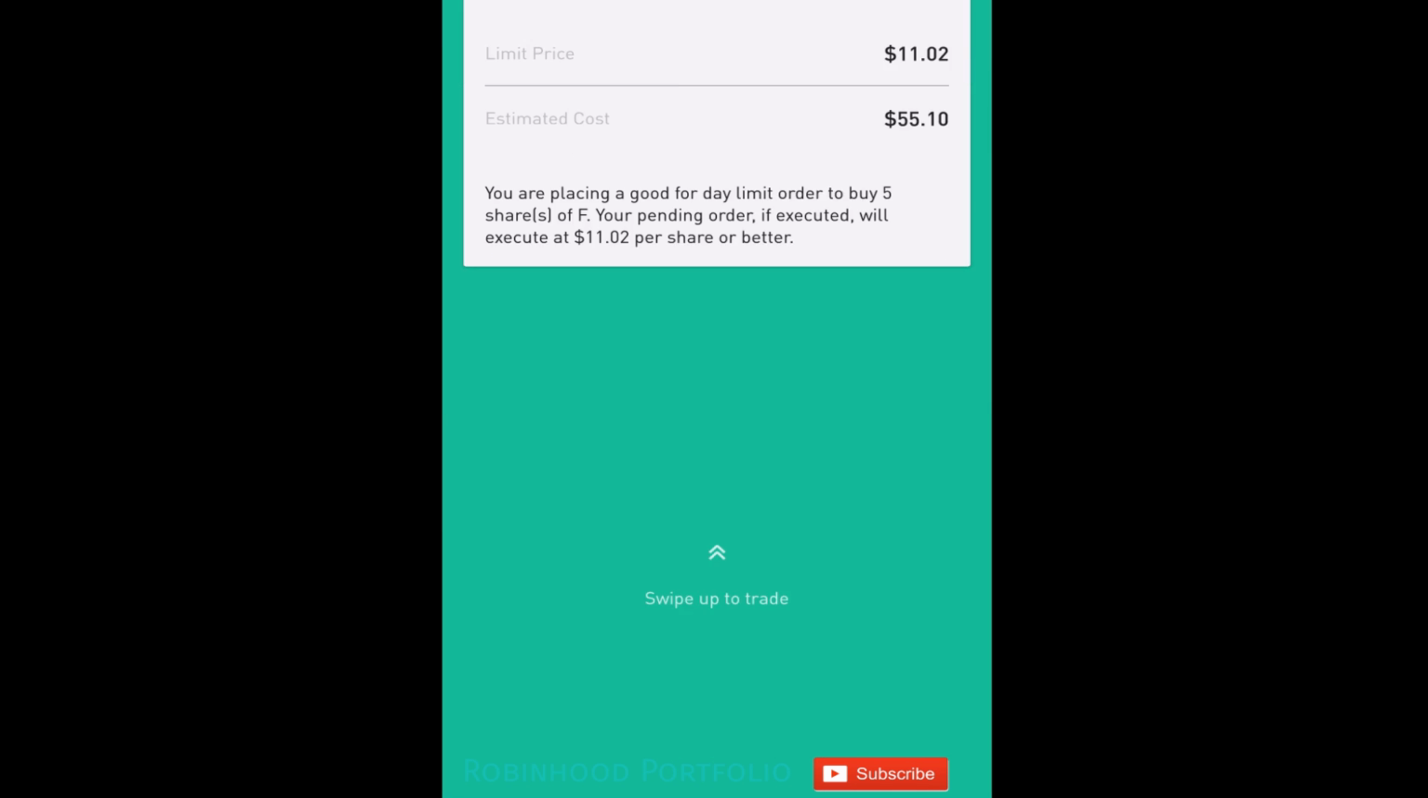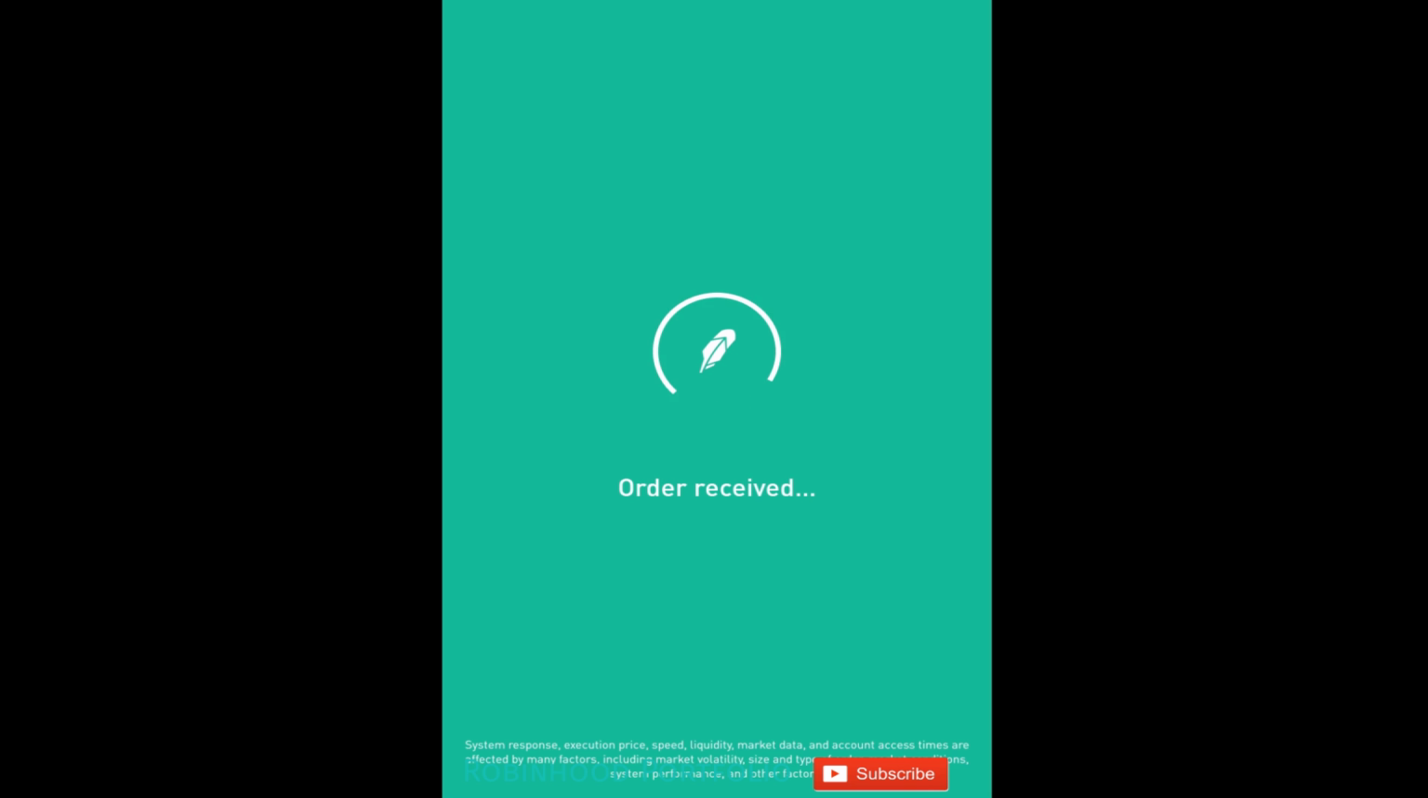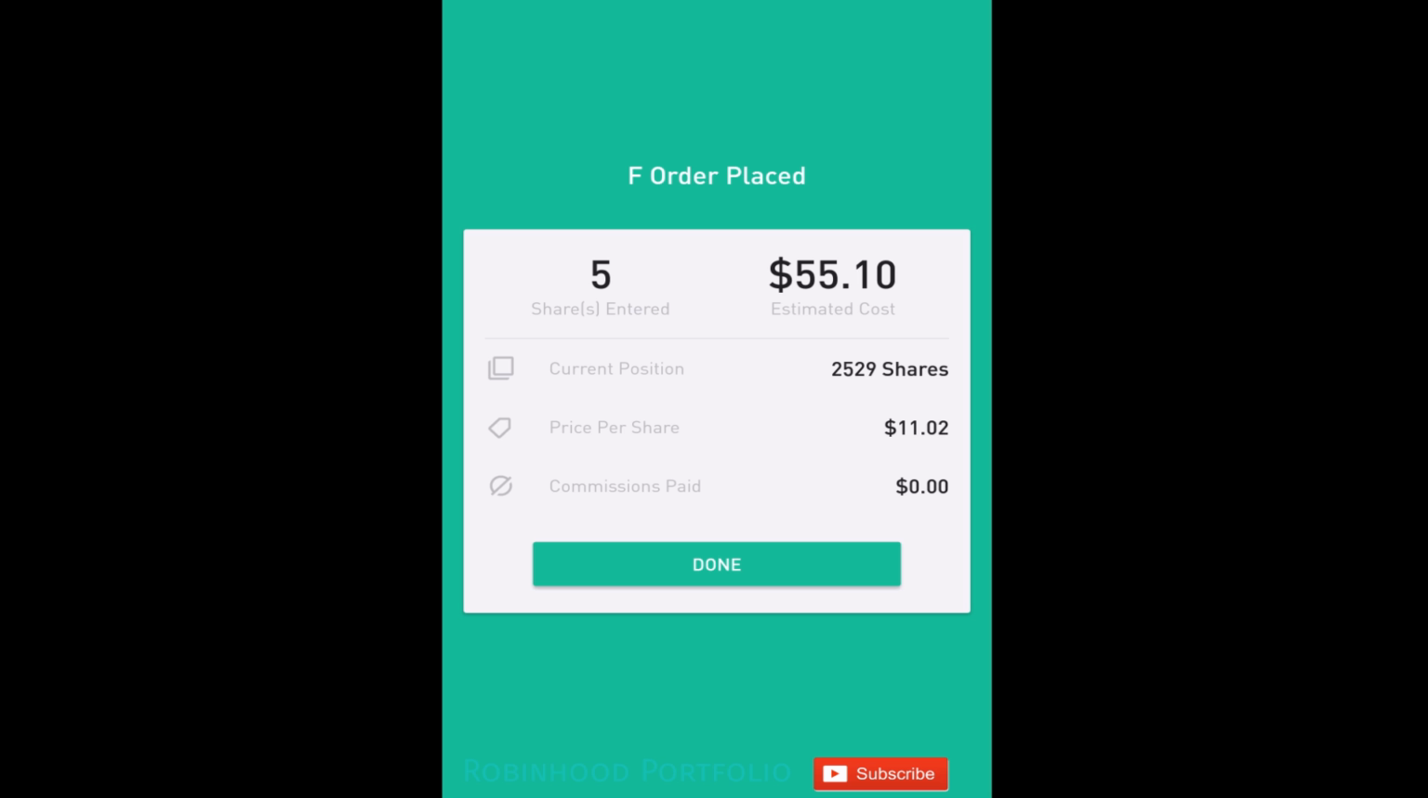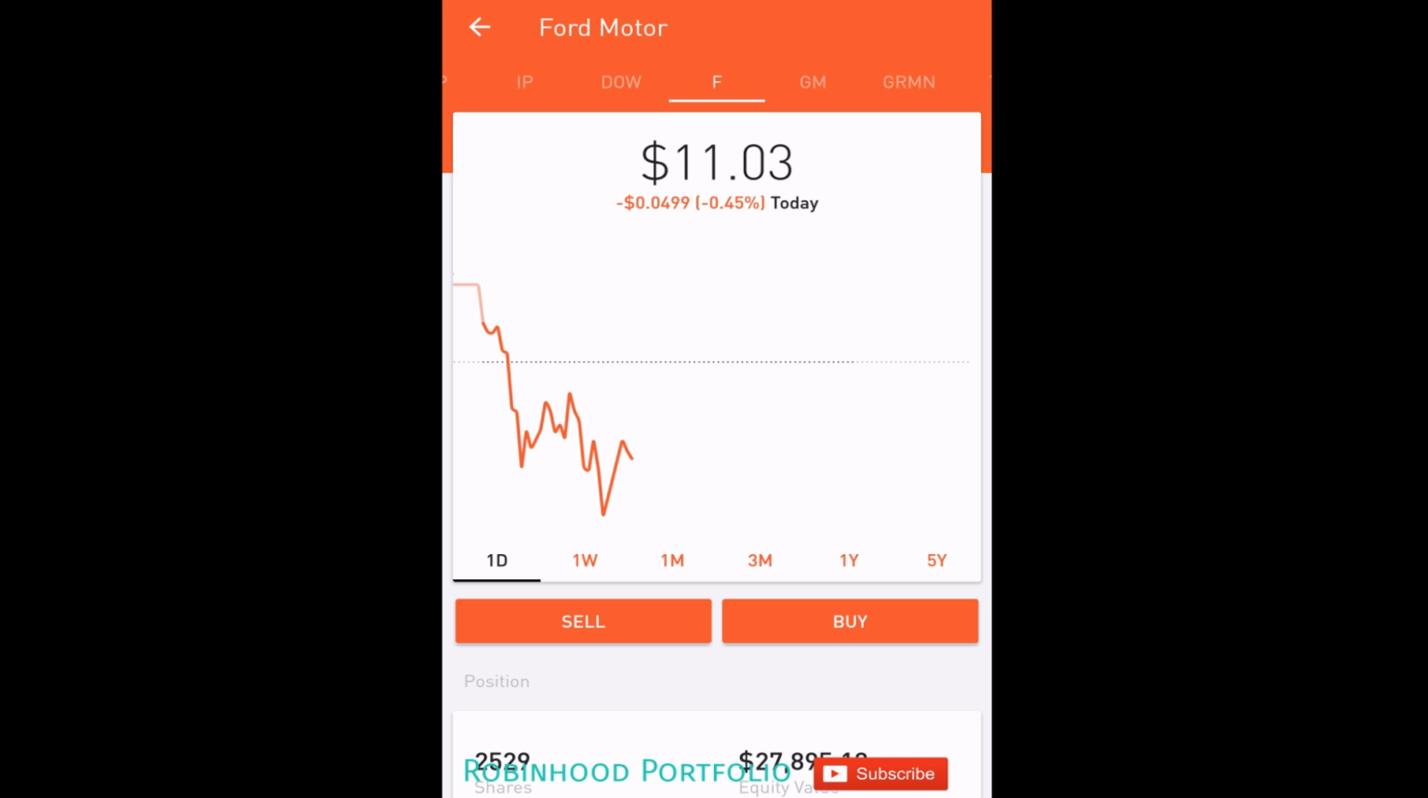Click on that, you swipe up, and now that trade is basically waiting to be executed. Once the price dips down to 11.02, this stock will automatically be bought. This is a nice part about the limit buy and limit sell orders: you don't have to sit in front of the ticker watching this.